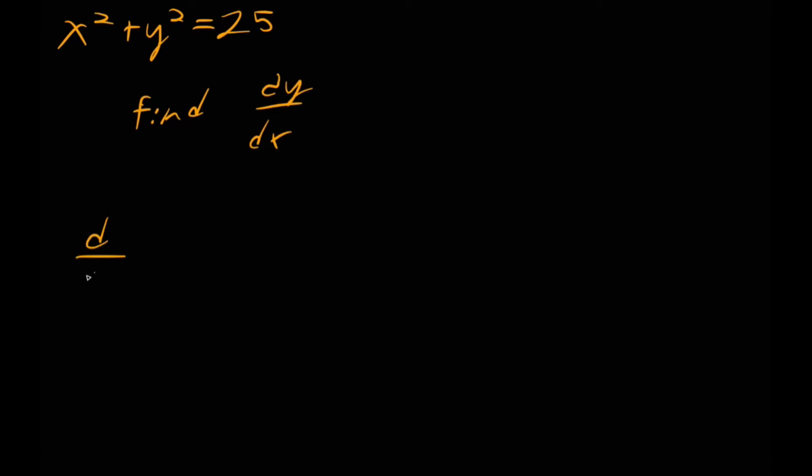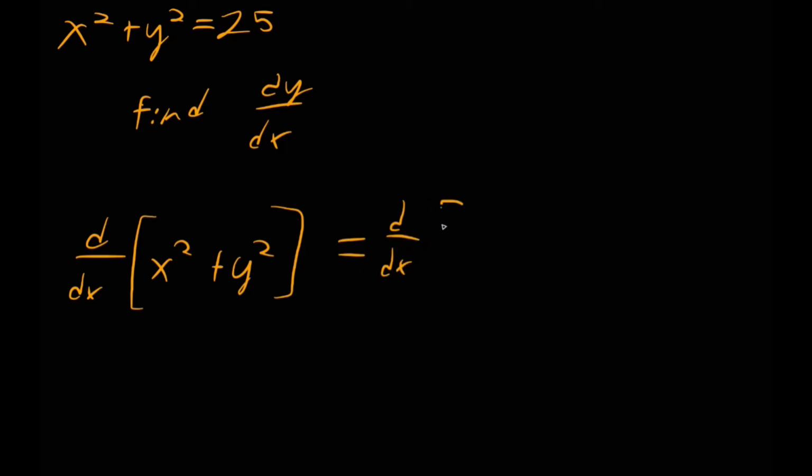So let's see here. We have d/dx of x squared plus y squared equaling d/dx of 25, right? Does that make sense? And I'm going to give you a second to pause and maybe try to get the next step and see, because I have a feeling that I know what might trip you up just a little bit.